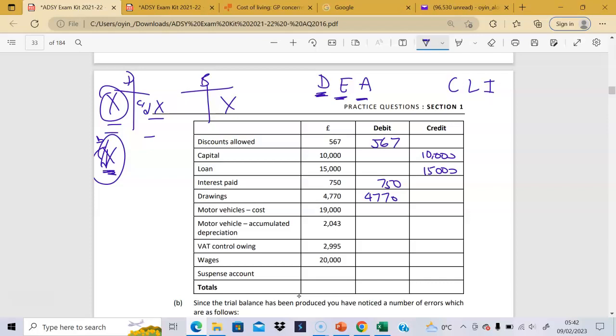And so you have motor vehicles, 19,000, and the associated accumulated depreciation. So you know the accumulated depreciation literally is the opposite of that. That's how we know what the value of this car is. If you wanted to know what the value of this car was, you will subtract the 2043 from the 19,000. Yes. This is VAT control account owing. So that's a liability. You owe that. And wages are an expense.